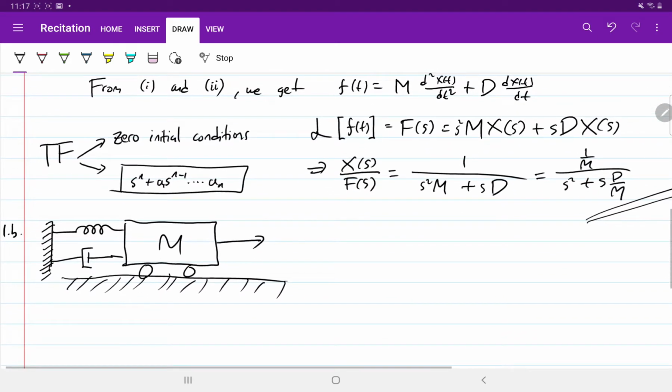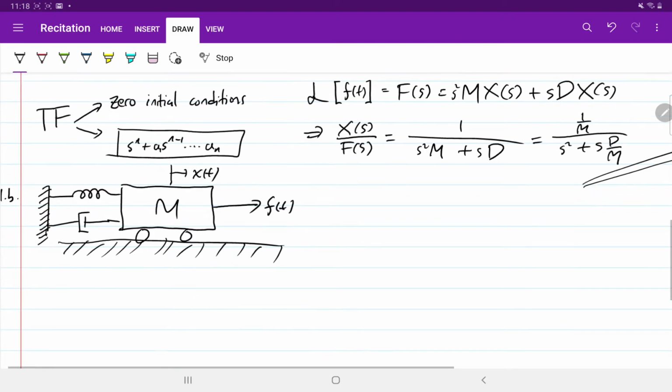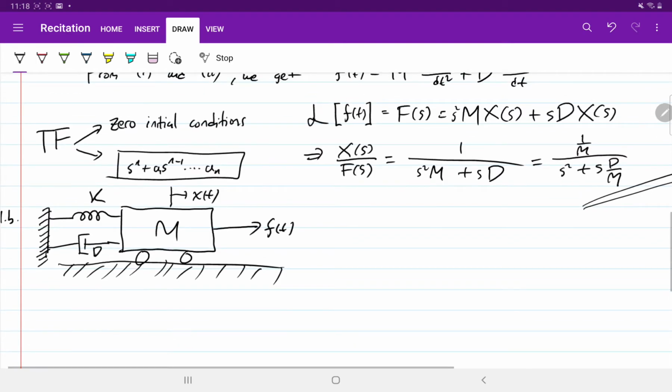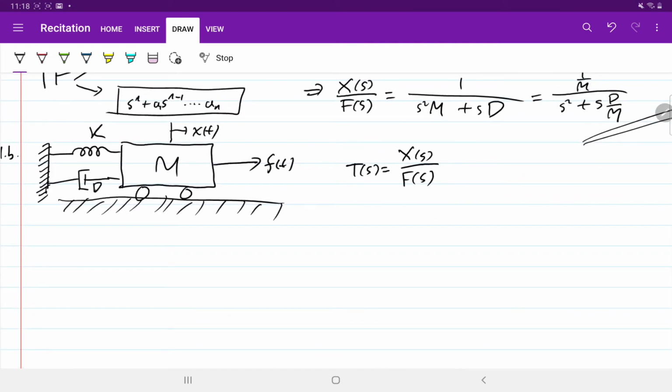Again, we are pulling the mass with some force to the right, and let us define the center of the mass as x. So the reference point is x. The damper has constant d, the spring has constant k. Again, we need to find the transfer function T of s, which is X of s over F of s.